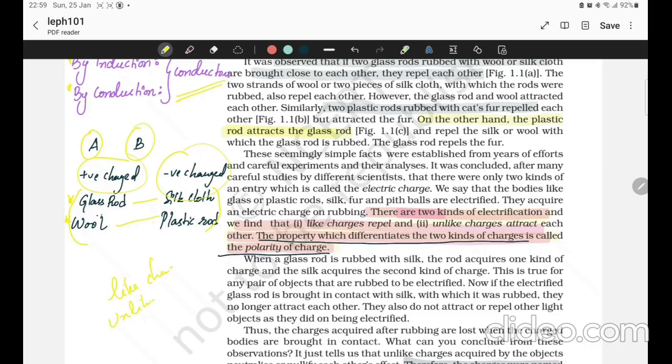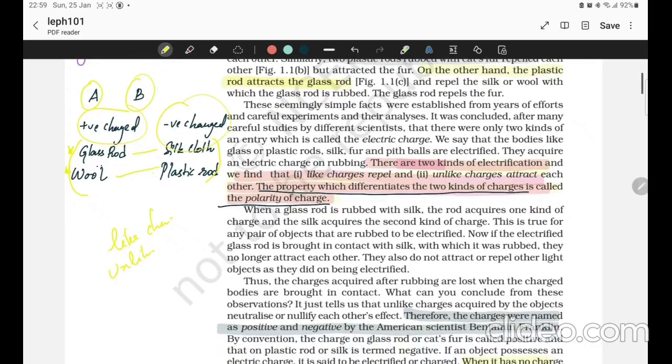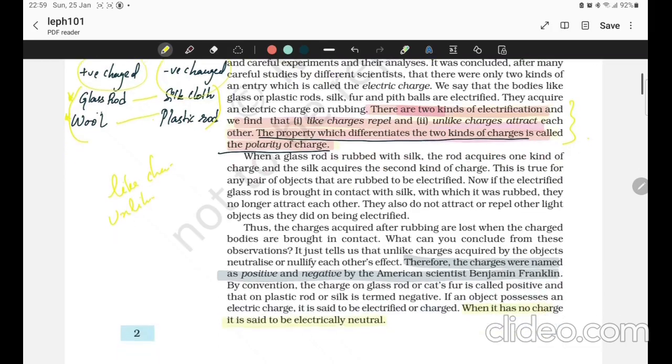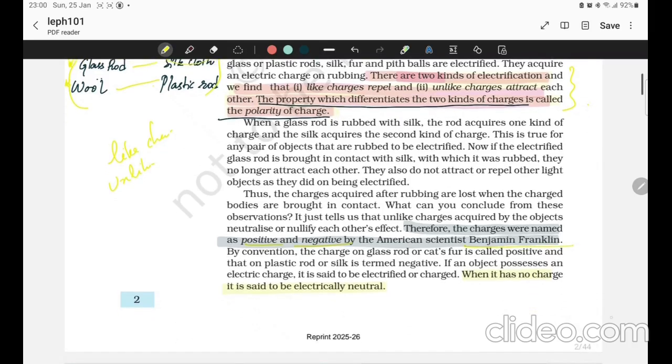Also, the property which differentiates between these two kinds of charges is called the polarity of the charge. So these things you need to mark in your textbook. Now next one, this is a basic idea, this won't be coming for the exam. Therefore the charges like positive and negative charges are there. This was named by Benjamin Franklin. This won't be coming for the exam, I'm just telling you for your GK.